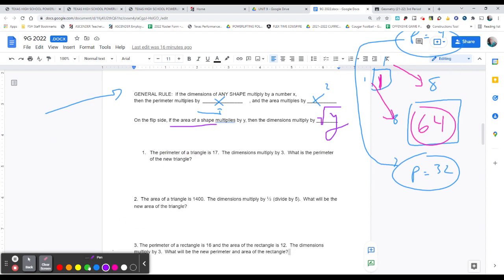So, going by our first rule, the perimeter of a triangle is 17, dimensions multiplied by 3. What's the perimeter of the new triangle? Well, if the dimensions multiply by 3, the perimeter multiplies by 3. So if our original perimeter is 17, it's going to multiply by 3, so the new perimeter is going to be 51.